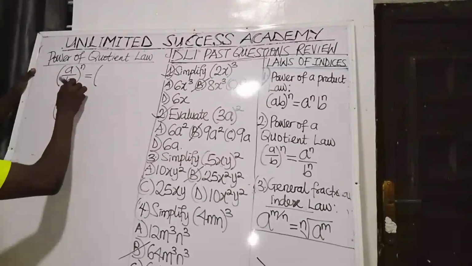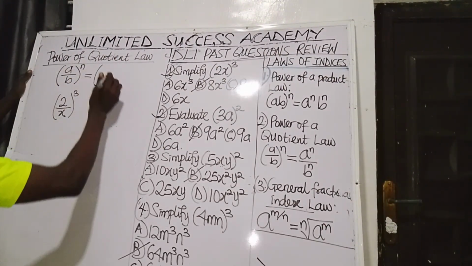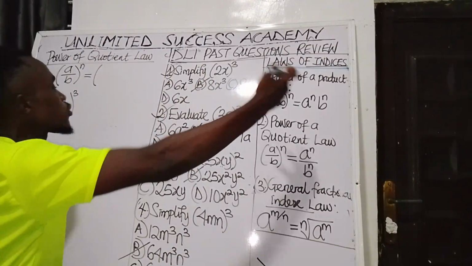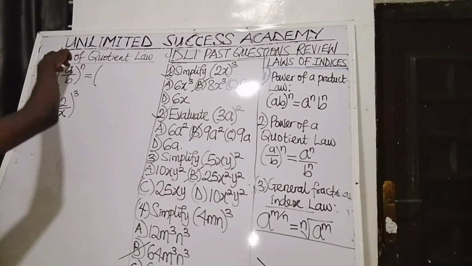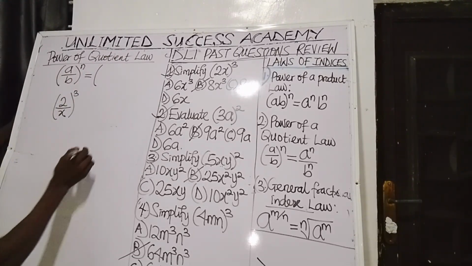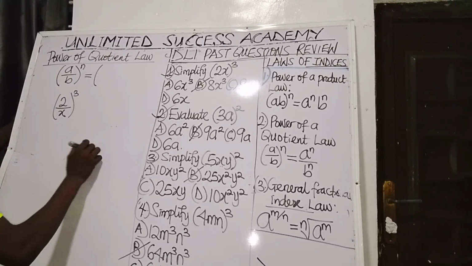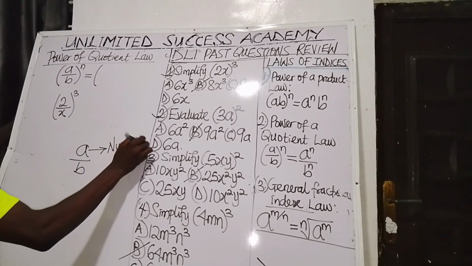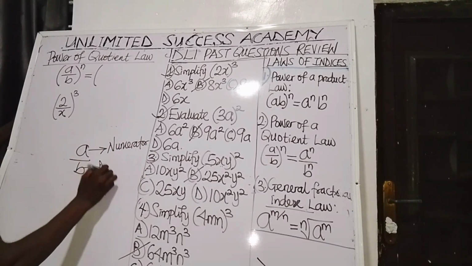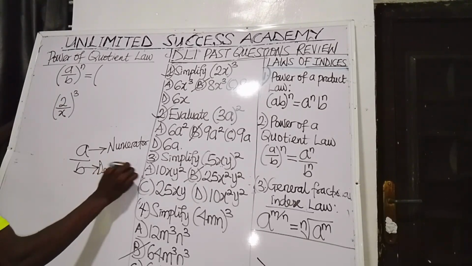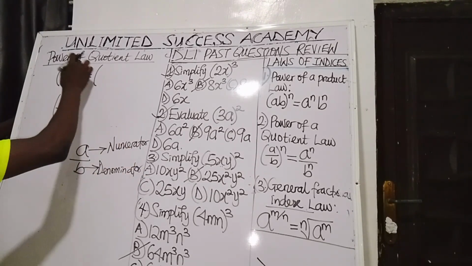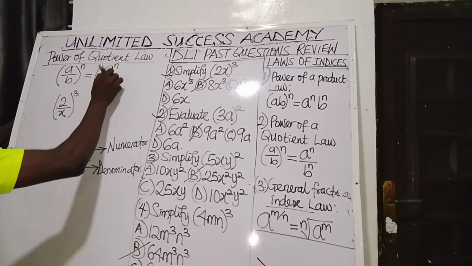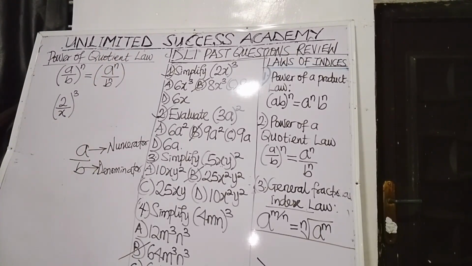all raised to the power of 3. Now it means that this power, just like that power of a product law, will affect the numerator and will affect the denominator, because in mathematics, if I have a over b, the one on top is called the numerator, while the one at the bottom is called the denominator. So this a will carry the power of n, that will be a raised to power n over b raised to the power of n, based on power of quotient law.